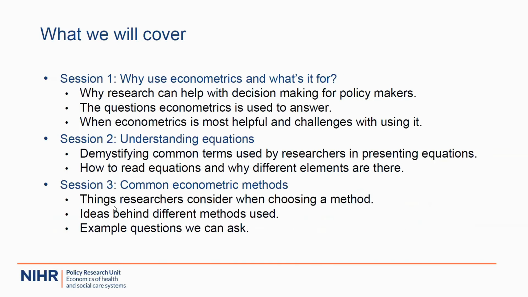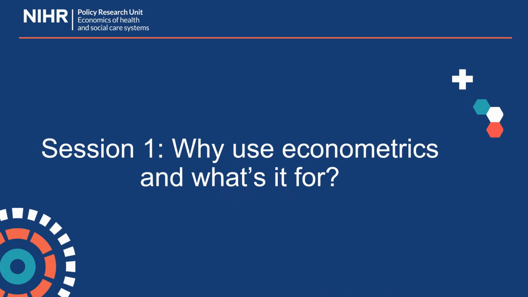So what we'll be covering this morning in 3 sessions. The first session is thinking about why we use econometrics in the first place and what it is for. The second session will be thinking about understanding equations, that bit of language which is used in econometrics to try and describe the research method that's being used. And then finally, in session 3, we're going to be covering some common research methods with some examples of pieces of work that we've done, why we used them, and what we were trying to achieve through that.